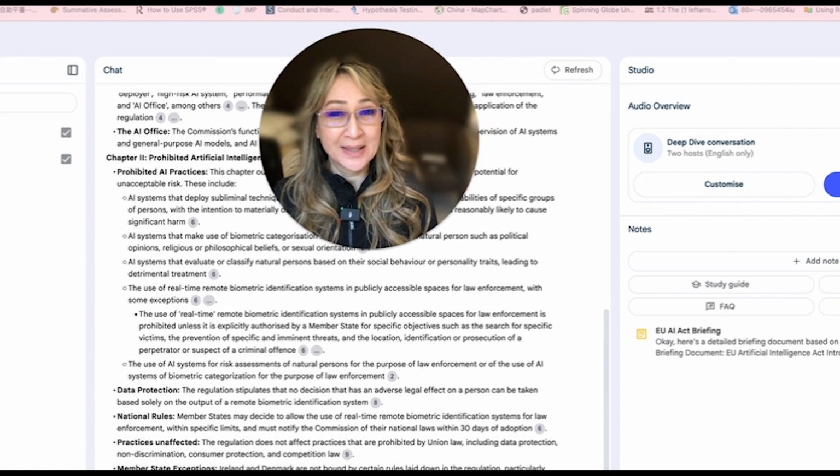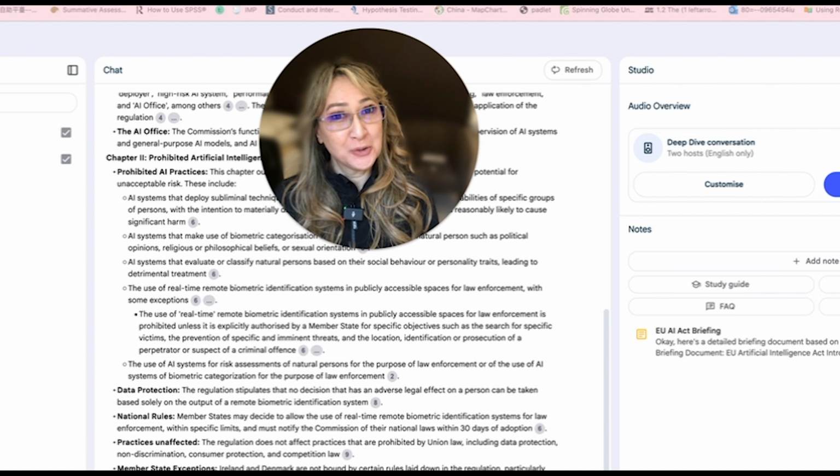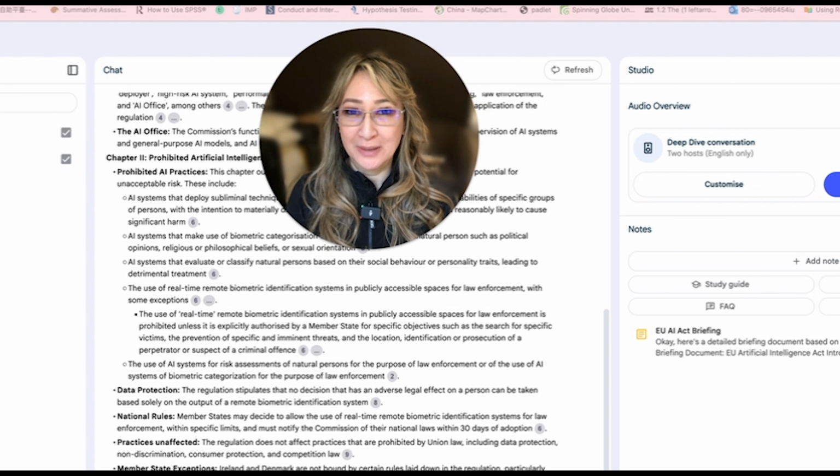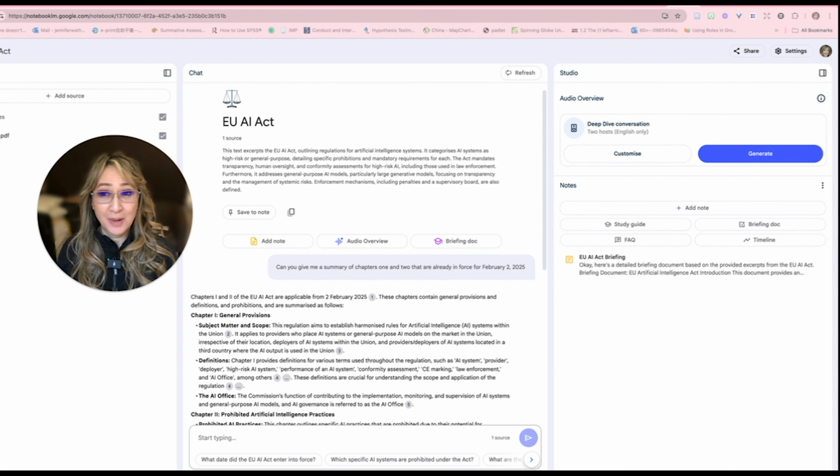So this week I'm going to be unpacking the EU AI Act, and some of the chapters from the Act are now in force from February 2nd. So if you would like to look at some of the highlights from the EU AI Act, then please keep on watching. Okay, so I'm using Google Notebook LM to actually unpack some of the highlights.